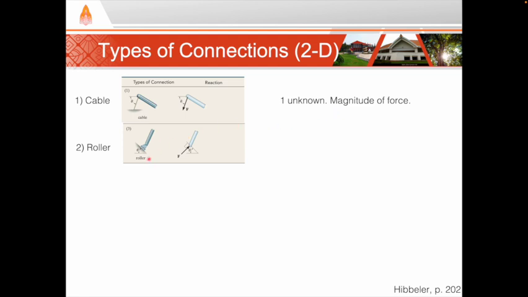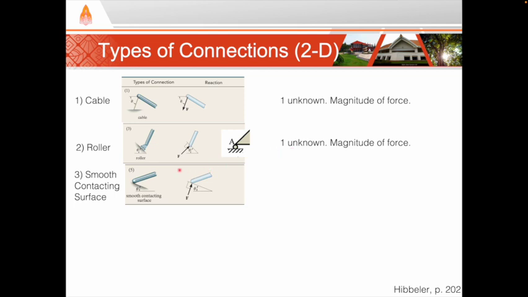Second is a roller. In a 2D diagram, we usually use this type of symbol, a circle, to show a roller. A roller can exert only a force perpendicular to the surface. It cannot have any force that goes side to side. So it also has only one unknown, the magnitude of the force.